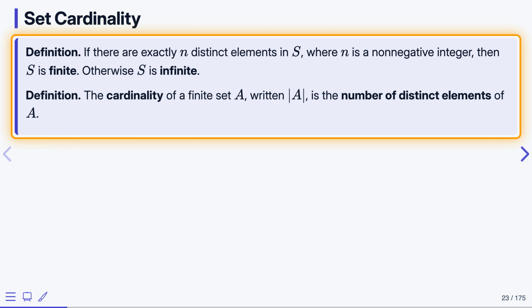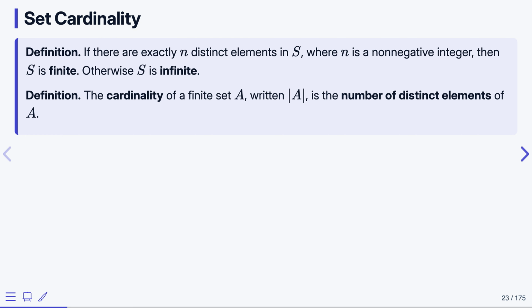Cardinality just means the size of a set, how many elements it has. If a set S has exactly n distinct elements, where n is a whole number that is 0 or more, we say S is finite. If it has no such finite count, we say S is infinite. For a finite set A, its cardinality is written as A between two vertical bars. It is the number of distinct elements of A. Watch the word distinct. Repeats do not count twice. We work through examples on the next slide.